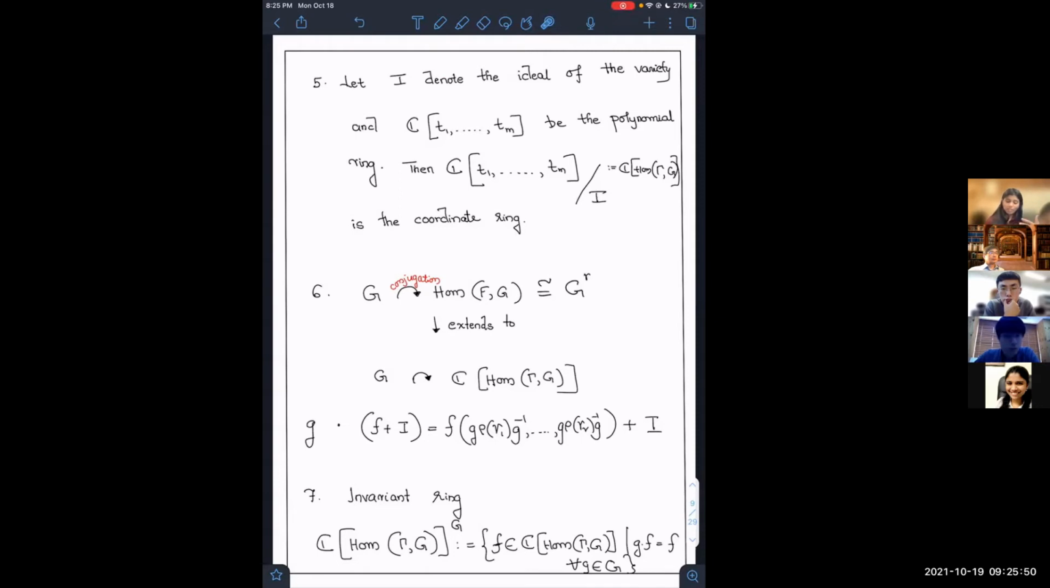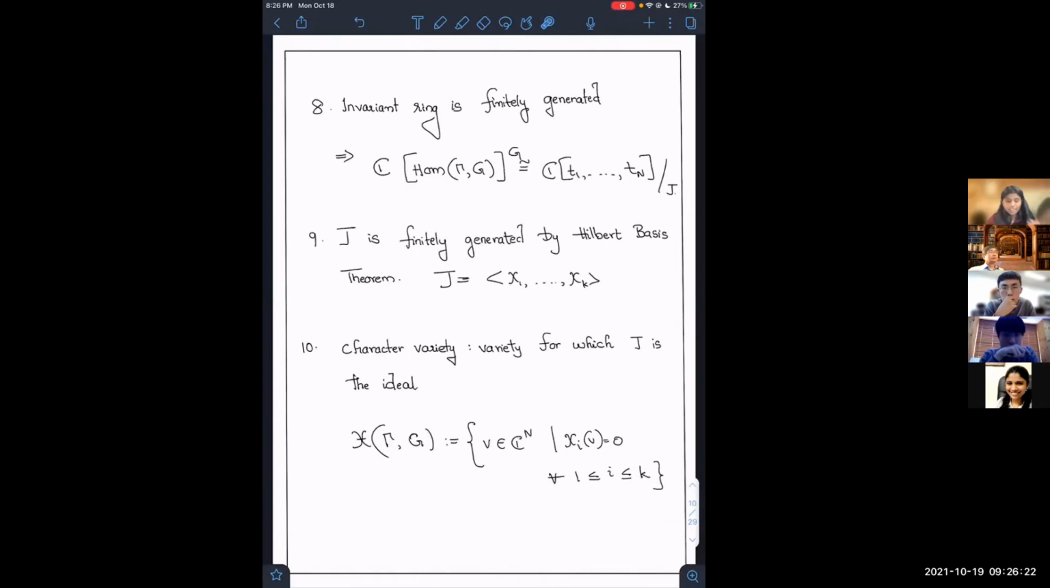And now what we are interested in, the object that we wanted to get to, is the invariant ring under this action. The invariant subring, which we denote with the superscript G here, is basically the set of all the polynomials in the coordinate ring which are invariant under the action by every element in G. Okay, so we have this invariant subring, and this ring is finitely generated since we started out with the reductive group.